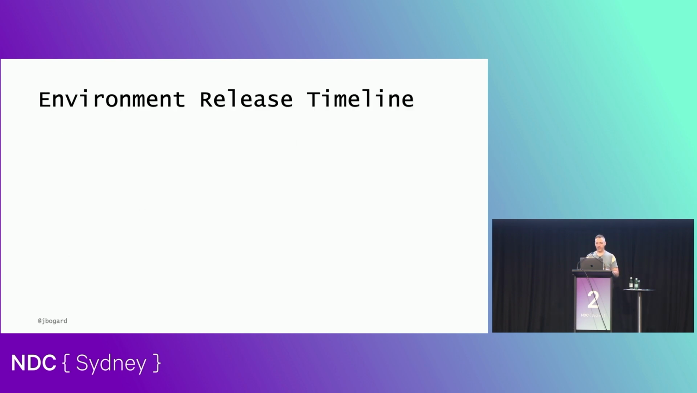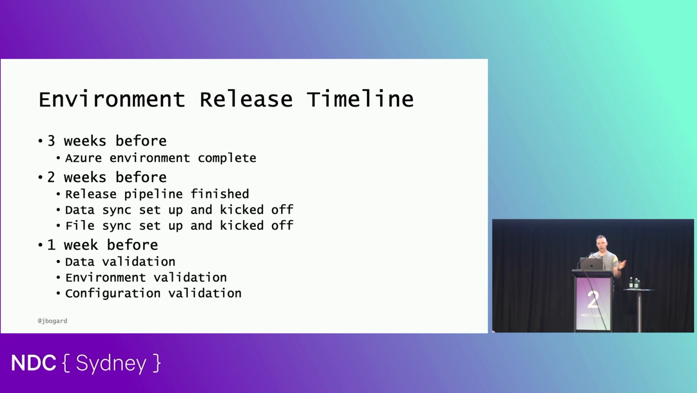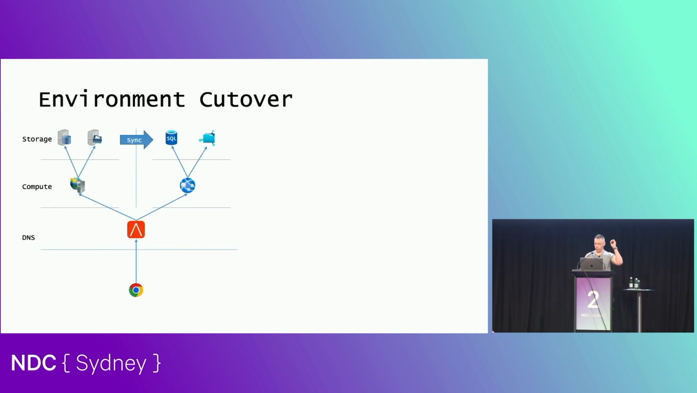So what did this look like in terms of a rollout? About 3 weeks before a single environment was ready, the Azure environment needed to be complete. Then about 2 weeks before go live, we had to have the release pipeline finished, the data sync and file sync set up and kicked off. Then 1 week before go live, we would do our data validation, environment validation, and configuration validation, which then finally led into go live.